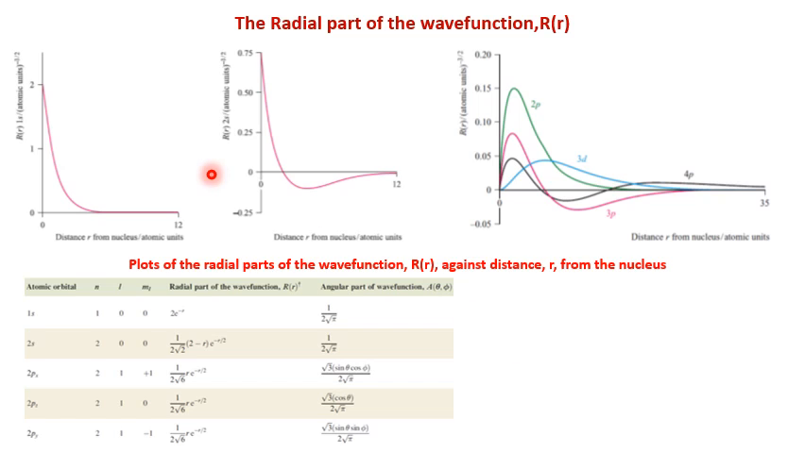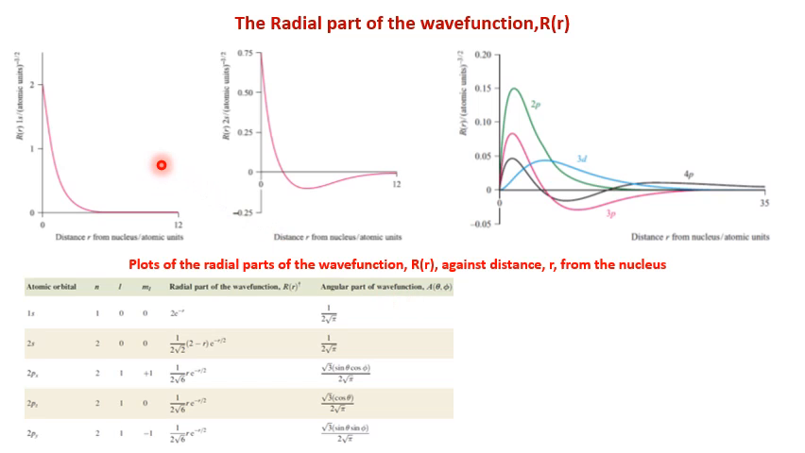the radial part of the wave function and the angular part of the wave function are listed as shown over here. For these atomic orbitals, 1s, 2s, 2px, 2pz, 2py, and their corresponding quantum numbers, the radial part of the wave function and the angular part of the wave function are given.